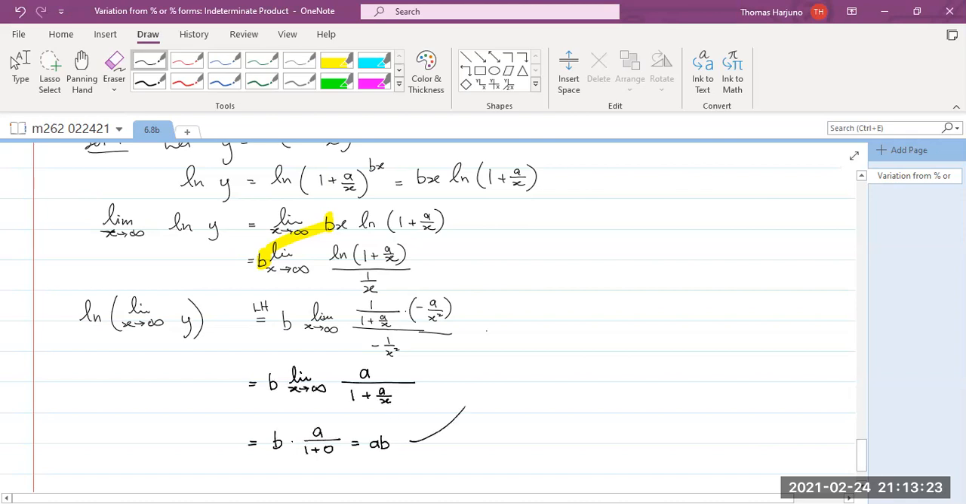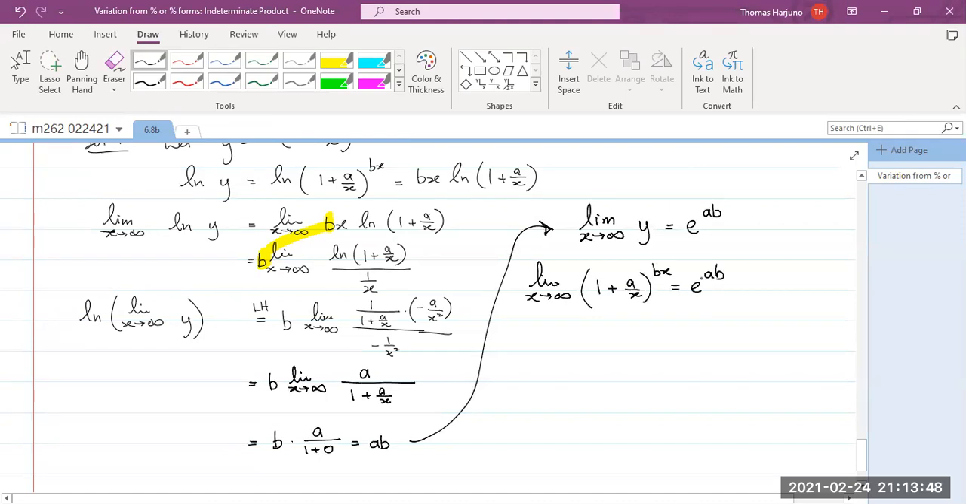Let me continue here. Therefore, the limit of x going to infinity of y is equal to e to the ab. In other words, the limit as x goes to infinity of 1 plus a over x to the power of bx is e to the ab.